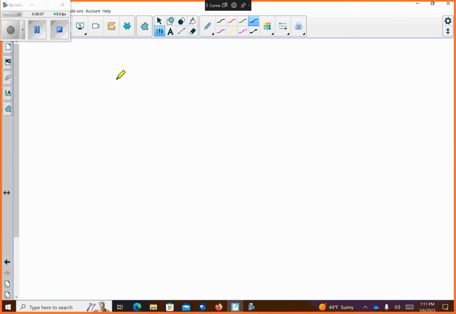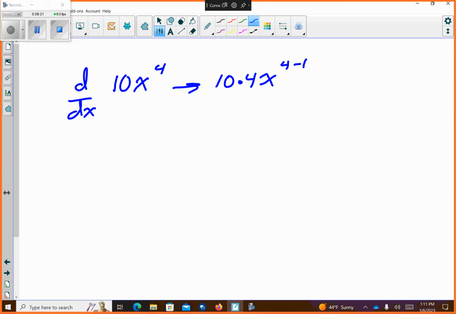So let's say we had 10x to the fourth power. Now I want to take the derivative of this. So I'm going to go 10 times 4, x, 4 minus 1. So this gives me 40x to the third. Okay? So that's how that derivative takes place. Notice the 10 stayed as is. I just kind of ignore it. I do the derivative with respect to x. That's why dx is on the bottom. It means you're doing the derivative with respect to x. Okay? Yep, just ignore it.